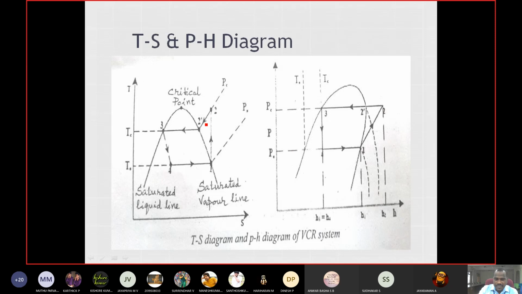Right, so there is 2 dash. We will look at why this 2 dash happens.